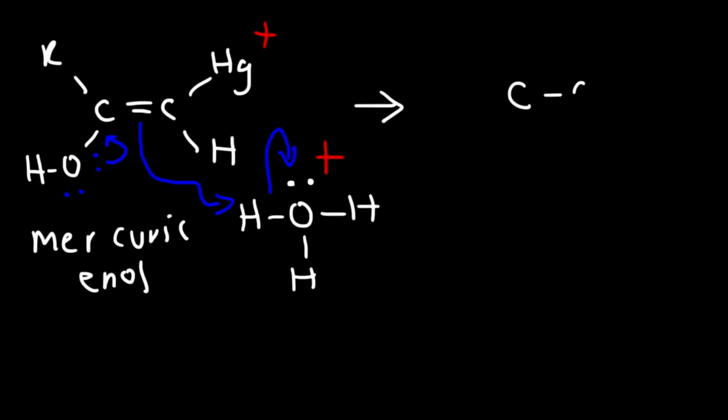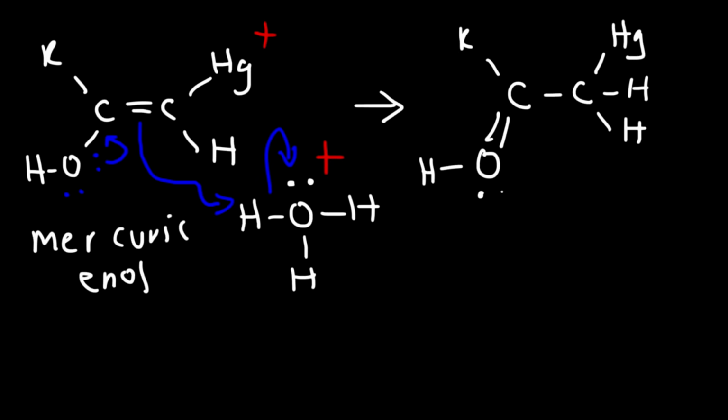So now this is a single bond. We still have the mercury attached to it. Now we have two hydrogen atoms on this carbon. We still have an R group, and now we have a carbonyl group with a hydrogen attached to it. And it has a positive charge.